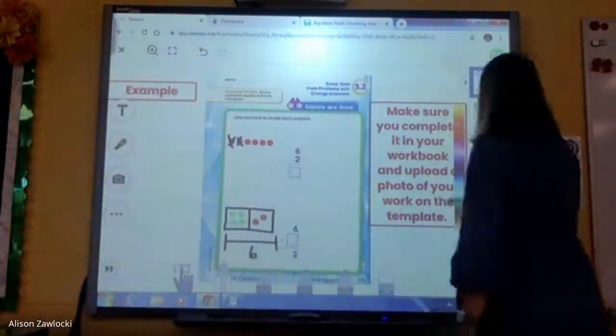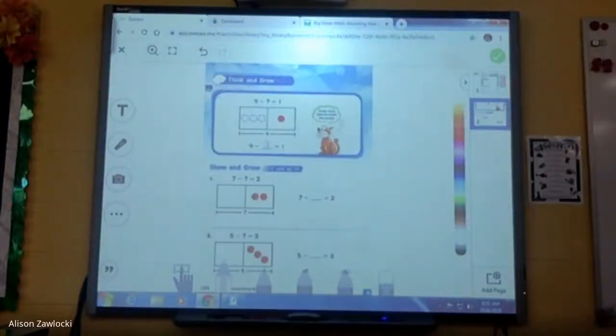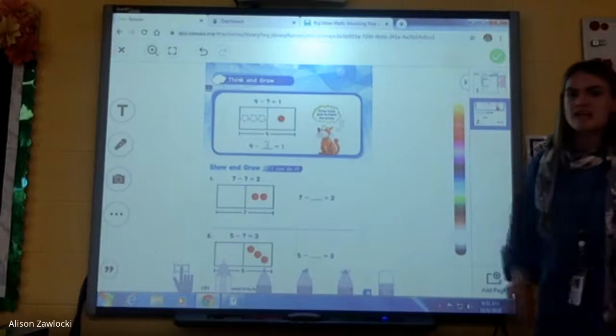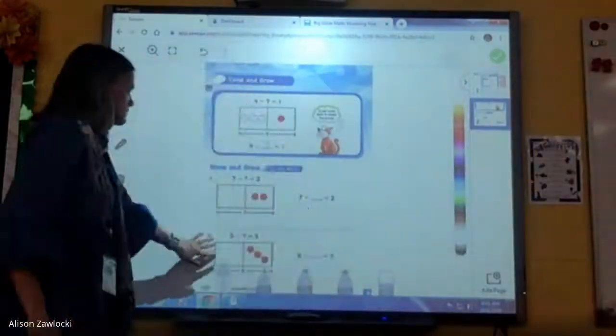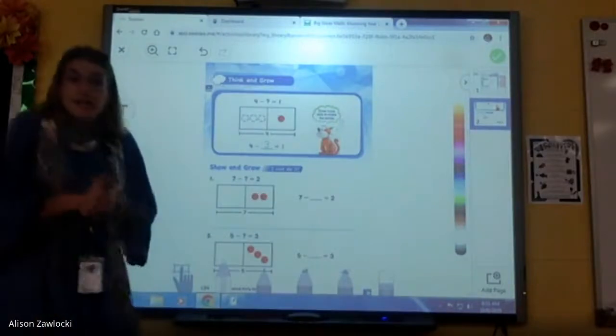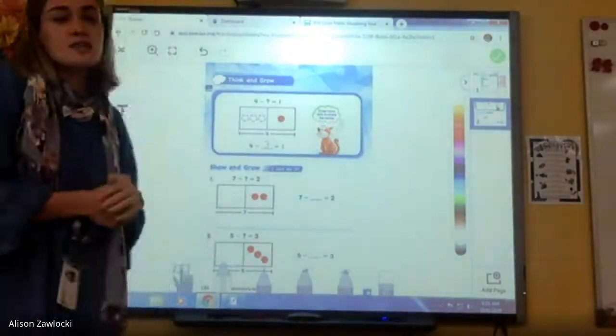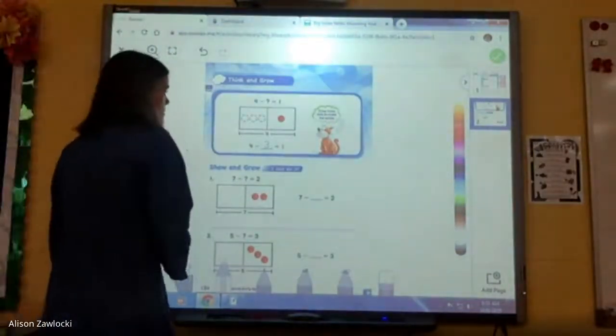Okay, then you will be going to page 134. You're going to look at the example, and it is exactly what we did in our lesson today. Look at the example, and you're going to complete 1 and 2 on your own. And you're going to take a picture of your work. You're not going to do this on the template. You're going to do this on your paper workbook.